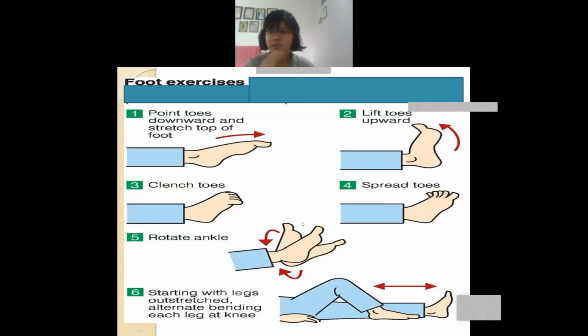Next is rotate ankle. The person can rotate the ankle like this. Next is starting with legs outstretched, alternately bend each leg at the knee. So the person can fold his or her leg one at a time, first the right side and then the left side. One at a time, the person can perform this exercise. Okay, is it clear?